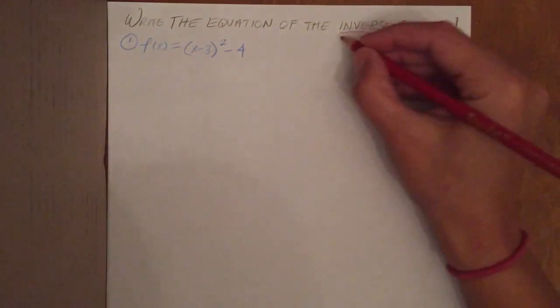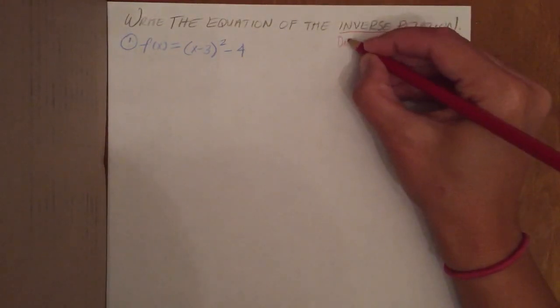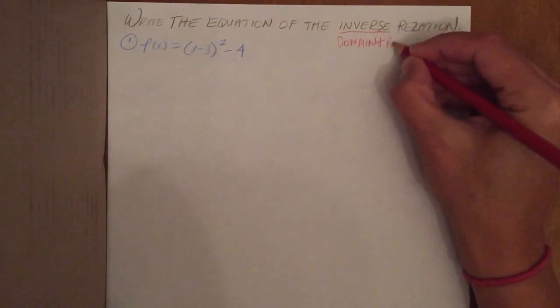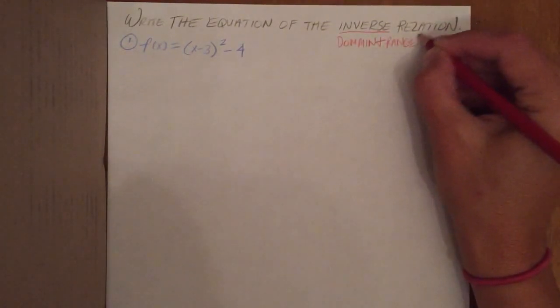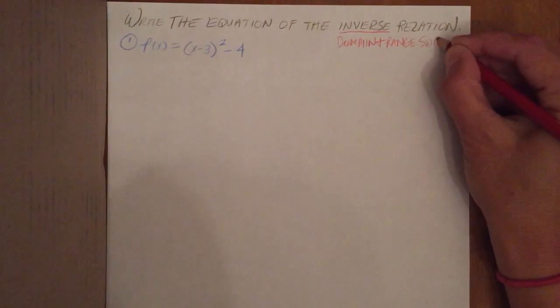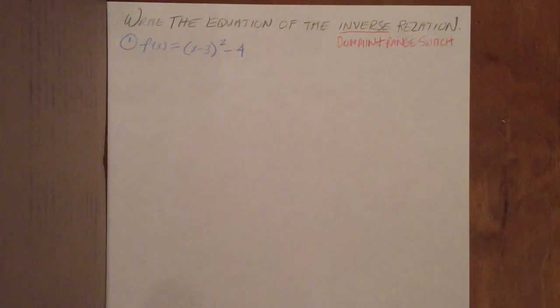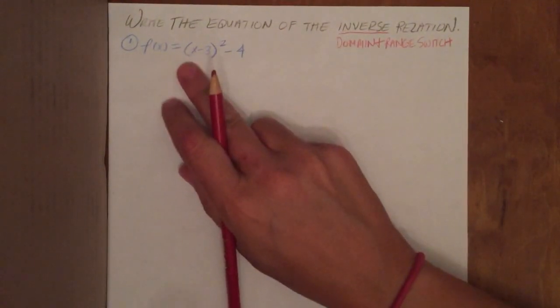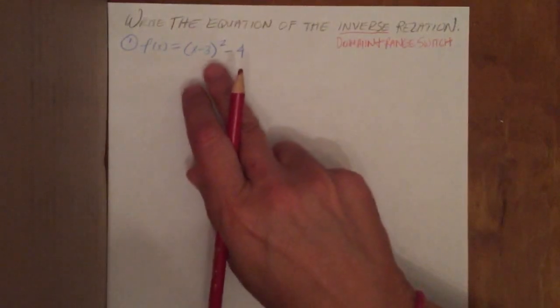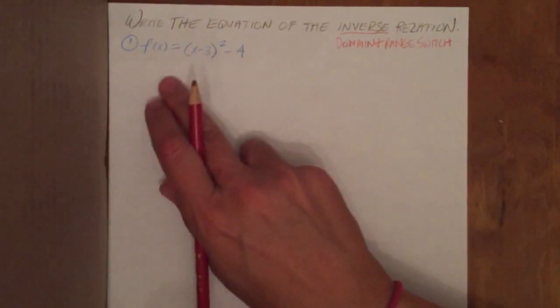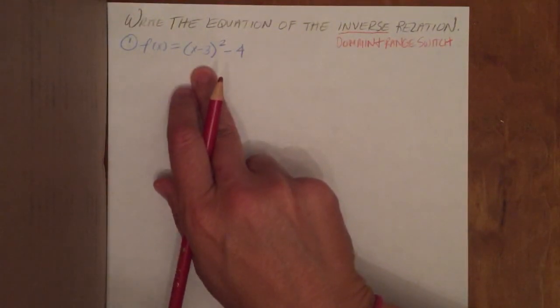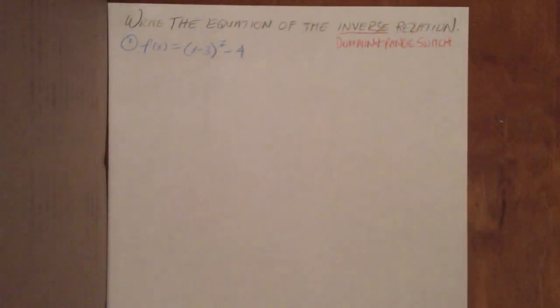inverse, when you have an inverse function, that means that your domain and range switch. So that's what an inverse is. The domain and the range switch. So what we're looking at here is how can we find the function that has the reversed domain and range, the function that has the domain of this function as its range and the range of this function as its domain.